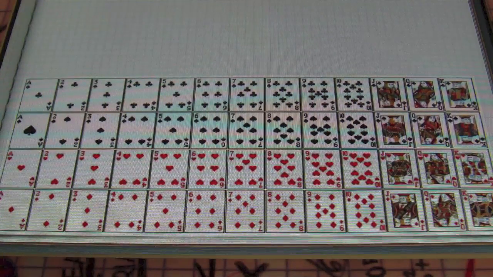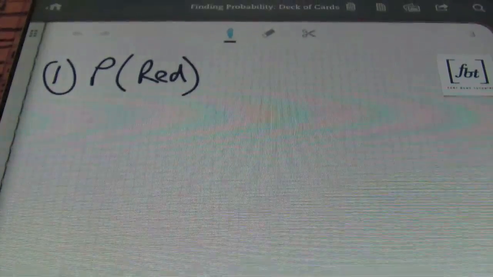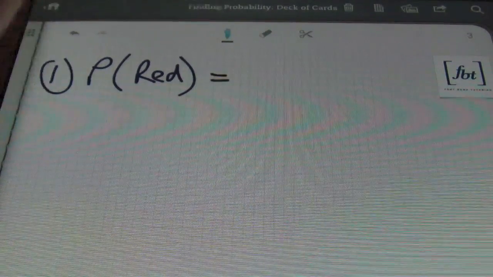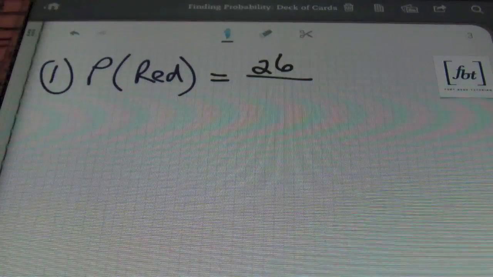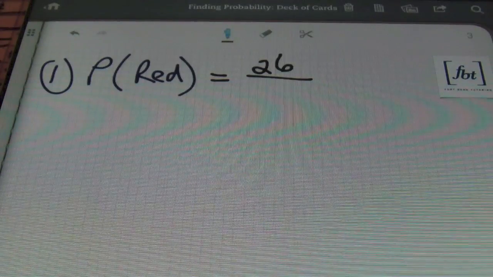So notice, ladies and gentlemen, that we have red cards in the heart suit as well as in the diamond suit. So we know that each suit has 13 cards in it. So that means that for what we want in this, we'll have the following. We'll have 26 cards. In other words, half of 52 is going to give us 26.